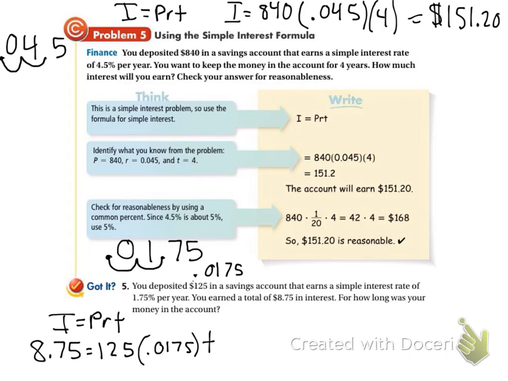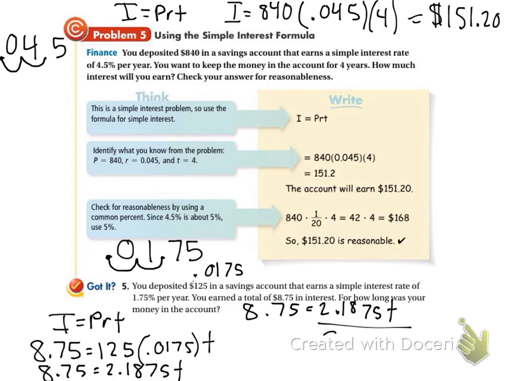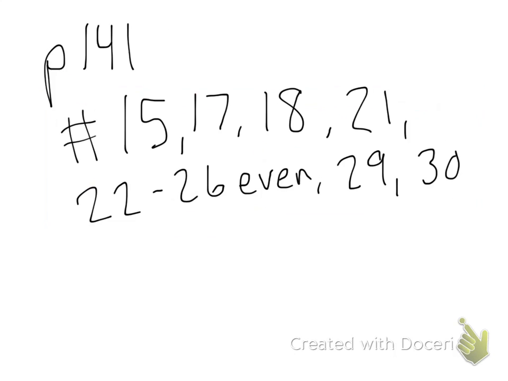So what I can do is I can combine these two numbers right here. I can multiply those out. 125 times 0.0175. And I will keep it exact since the decimal ends. I get 8.75 equals 2.1875 times T. I'm just going to carry this over here so we can keep working down. I'm trying to get T alone, so I'm going to divide by 2.1875. If I do that on my calculator, I get T equals 4. So it was in there for 4 years. And there's your homework.